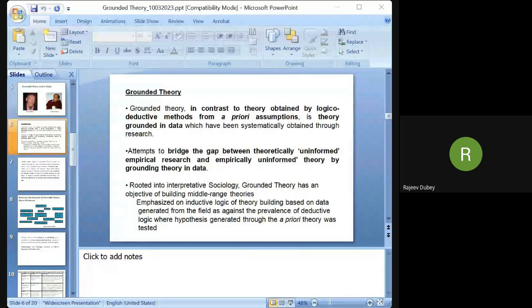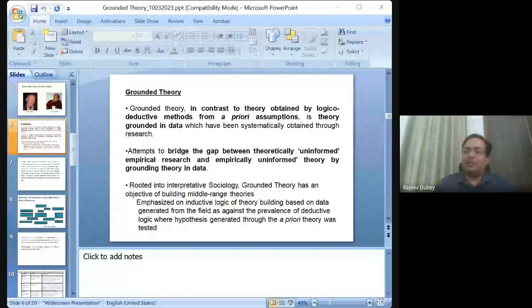So it is not like you are trying to impose a perspective from outside. I give you the examples of change in real estate, or studies and understanding about prostitution as a family occupation, or discrimination as a lived reality in education. No a priori assumptions can do justice to these experiences. In this case, you need to understand these experiences, and from these experiences, you need to find out the concepts instead of forcing something from outside. And therefore, by doing this, what happens? Grounded theory bridges the gap between theoretically uninformed empirical research and empirically uninformed theory by grounding theory in data.